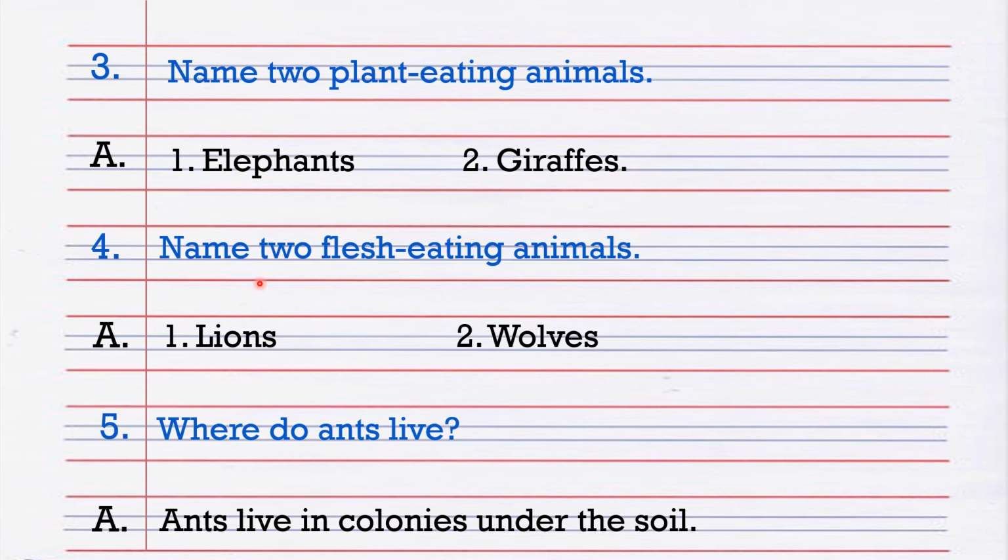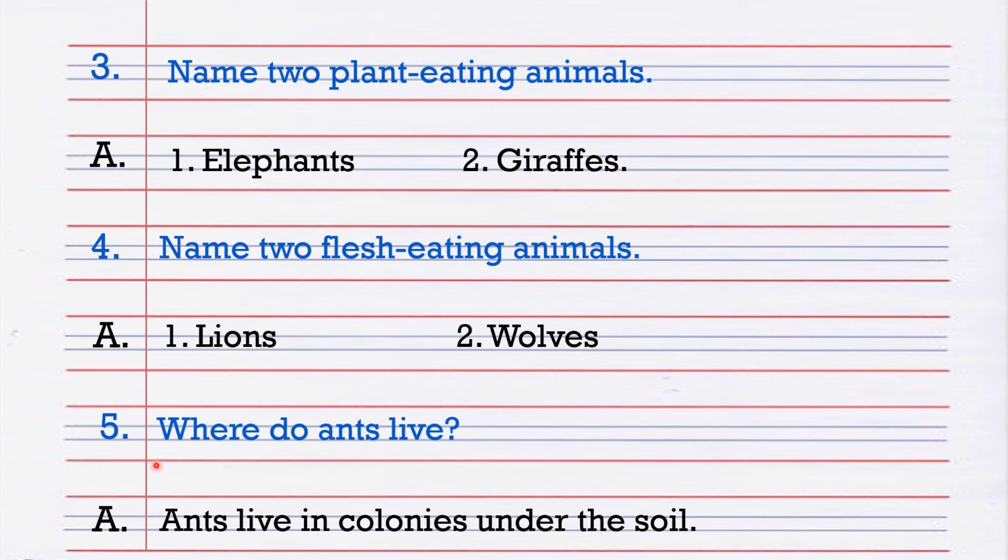Question number 4 is, name 2 flesh-eating animals. So now we need to name 2 animals that eat flesh. The answer is number 1, lions, and number 2, wolves. Again, the same thing applies over here. There are a lot of animals that eat flesh, but we are only talking about 2 over here. So we are writing lions and wolves.